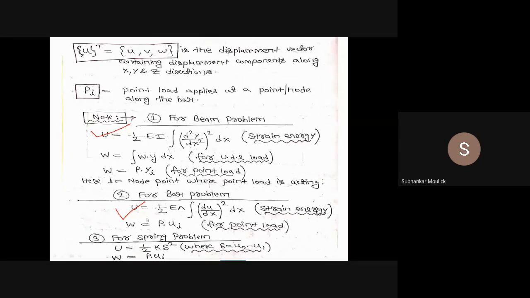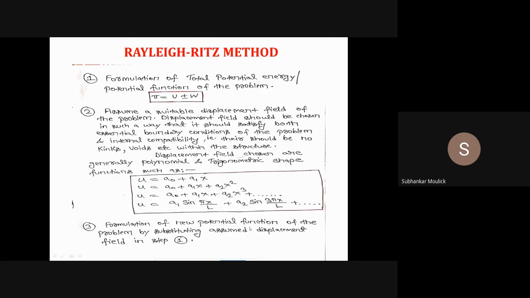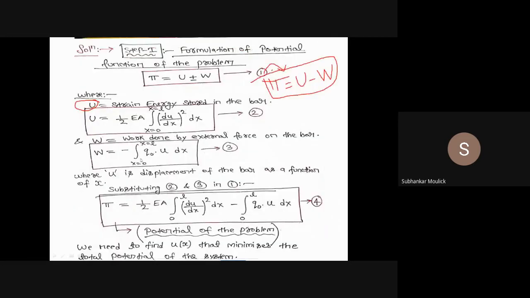That is U is equal to half E into A, where E is the modulus of elasticity of the material of the bar, and A is the cross-sectional area of the bar, integral of du over dx, that is slope square, into dx. So this is the strain energy. U is equal to half E into A. Now I have to integrate it.